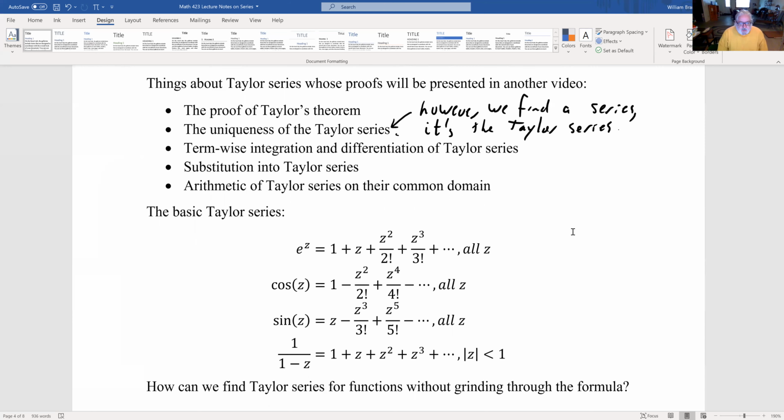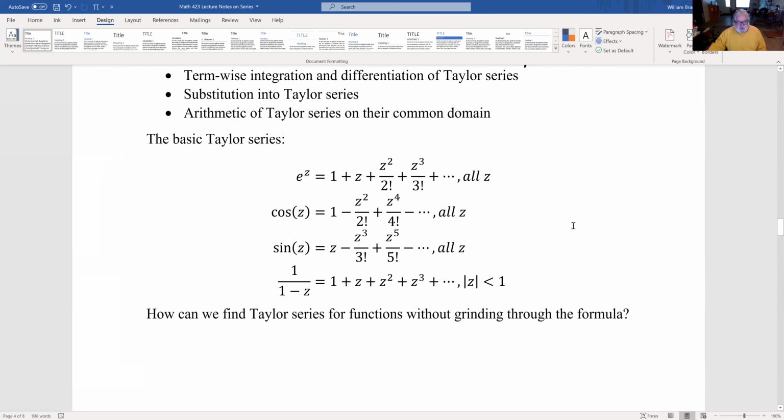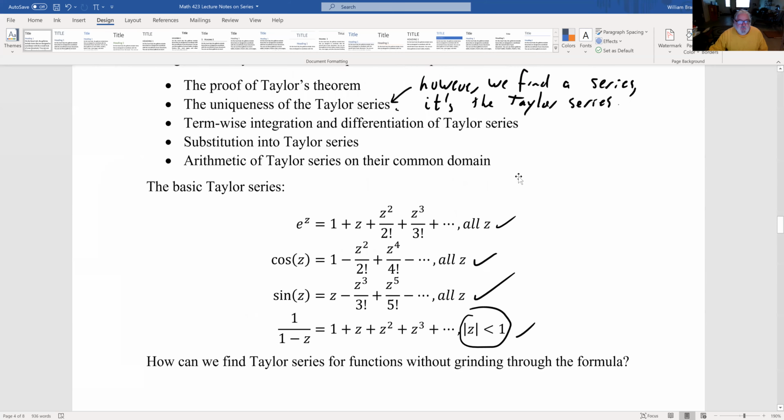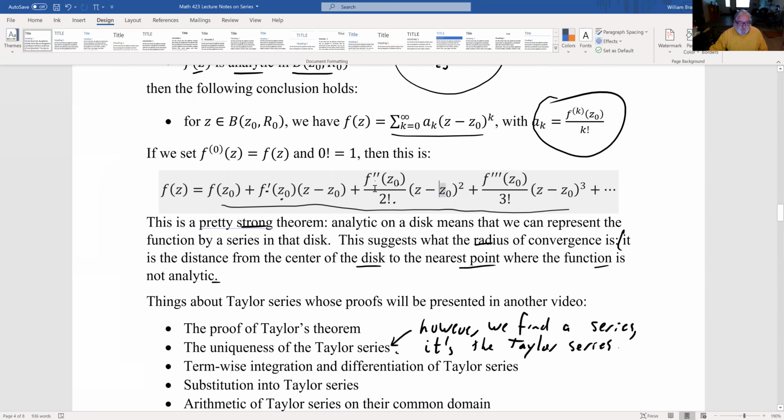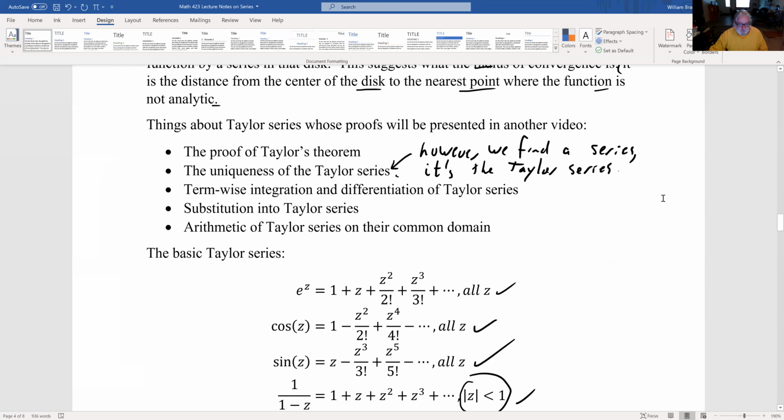You can integrate and differentiate Taylor series, you can substitute into Taylor series, and you can do arithmetic of Taylor series on their common domain. So here are the basic Taylor series that you probably saw back in Calculus 2. These work for complex numbers as well: e to the z, cosine z, sine z. Here the radius of convergence is all complex numbers. Here it's just complex numbers with modulus less than 1. And the big question is, we want to be able to find Taylor series for various functions without grinding through this formula, because grinding through that formula is tedious.